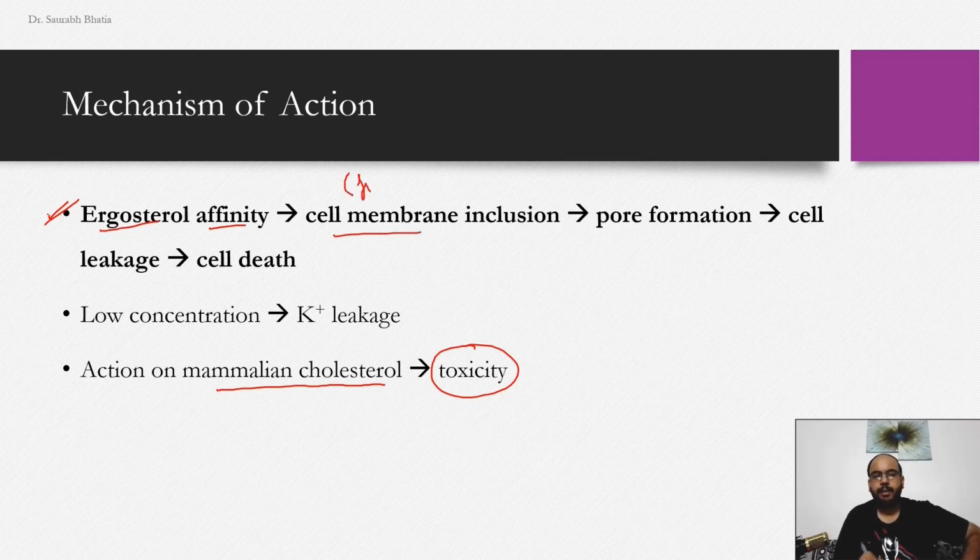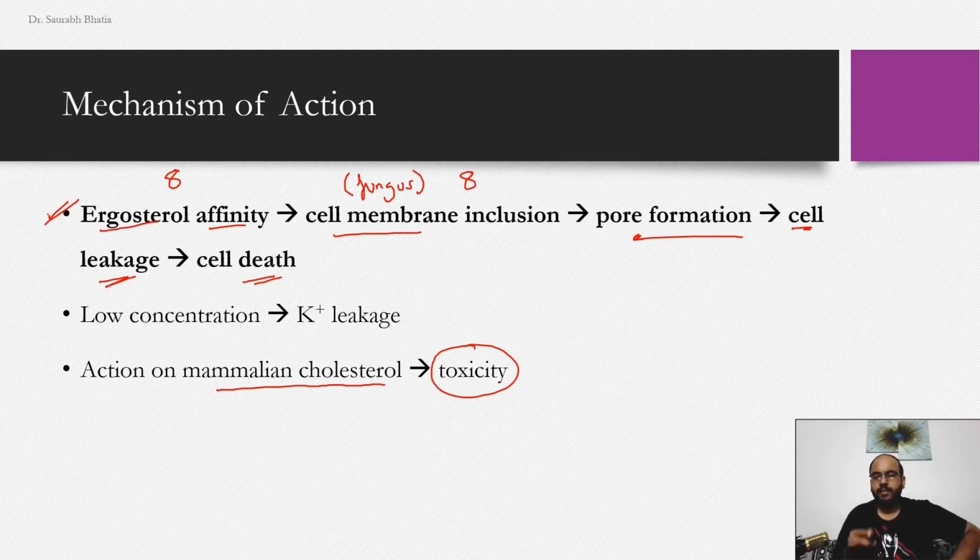And here the cell membrane is of the fungus. It gets incorporated inside the fungal cell membrane. And because of this incorporation of amphotericin B, you have a pore formation. A pore is formed here in the cell membrane, and that leads to cell leakage. Okay, that leads to cell leakage and cell death. Okay. And just to remember that 8 units of ergosterol stabilize 8 units of amphotericin B.